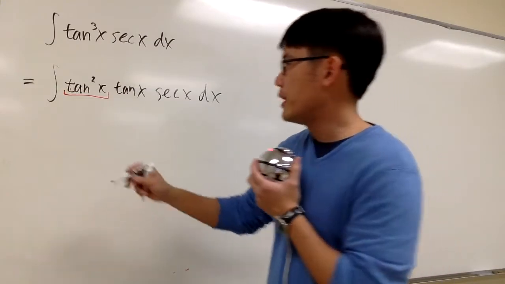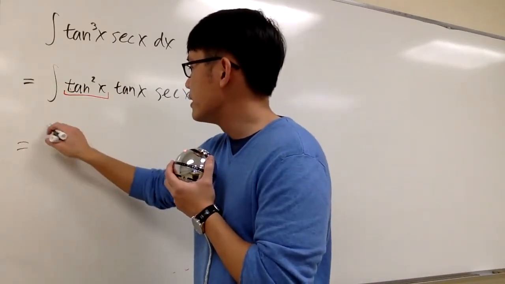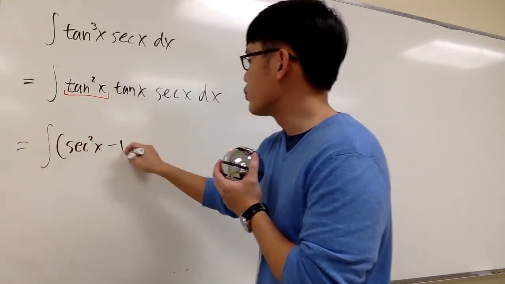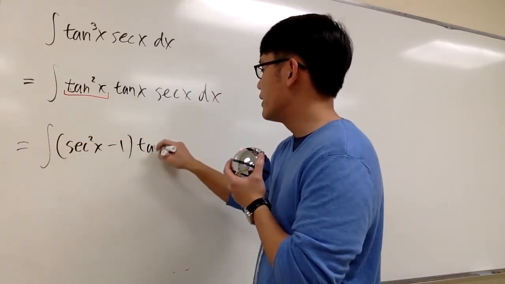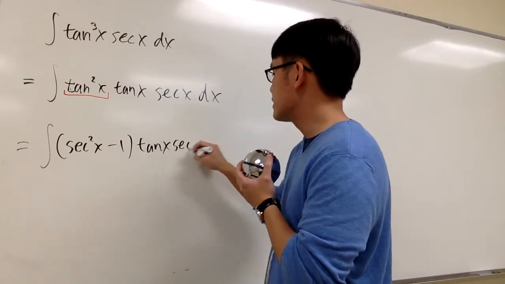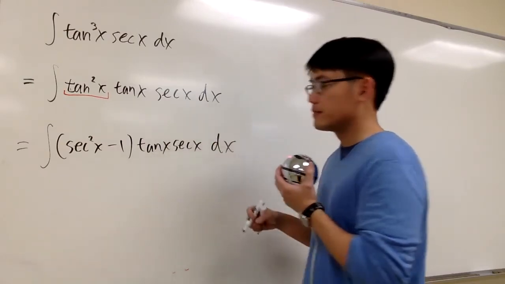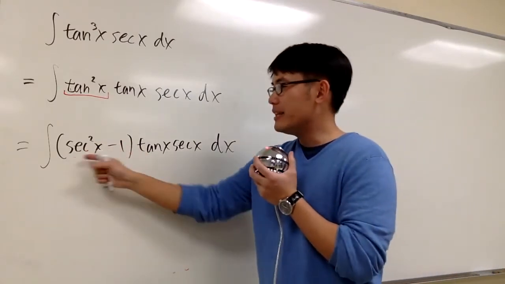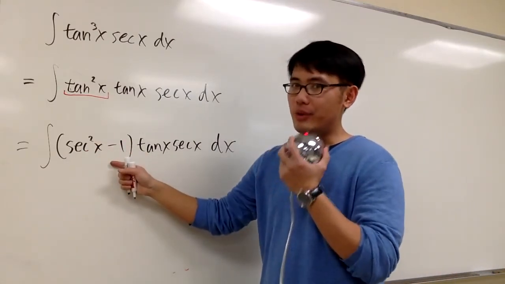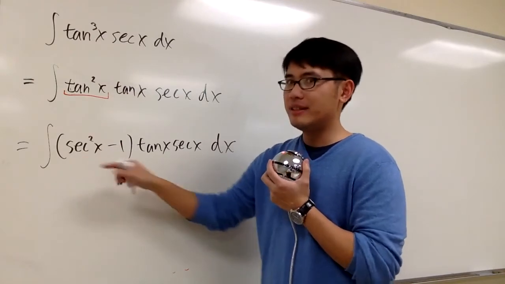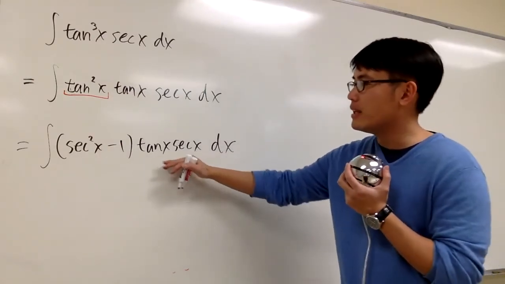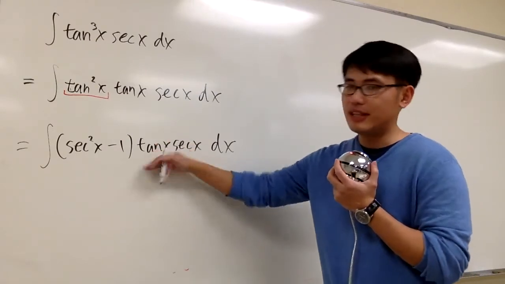And now let's make the replacement. This is the same as the integral of secant squared x minus 1, and then we have tangent x secant x on the outside. And now what? Guess what? Look at the inside. If I let u equal secant x, this is done because I have exactly the derivative of secant right here. You know, secant x tangent x.